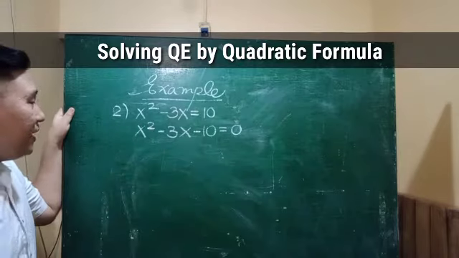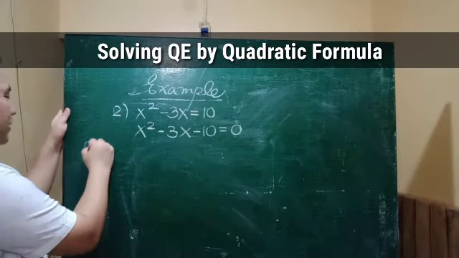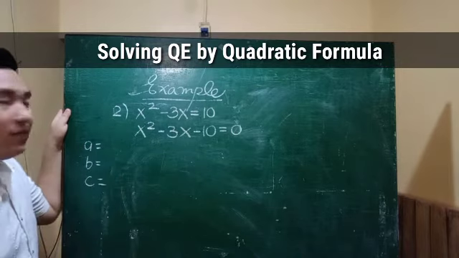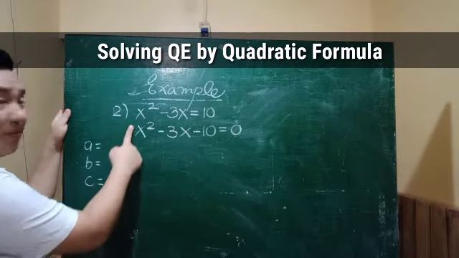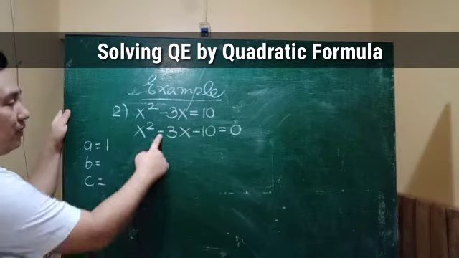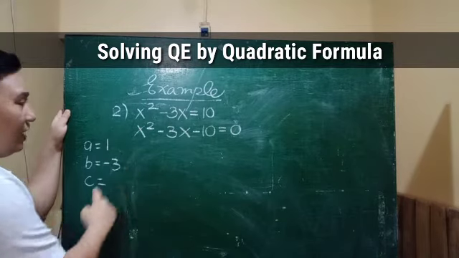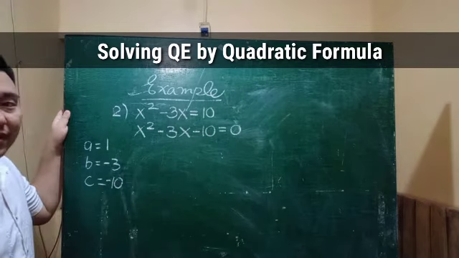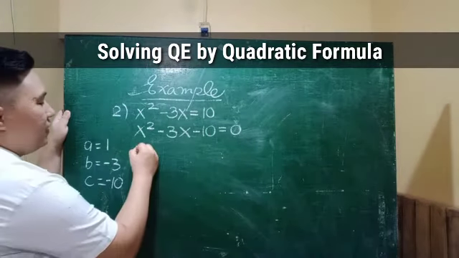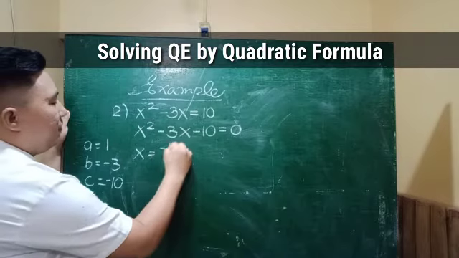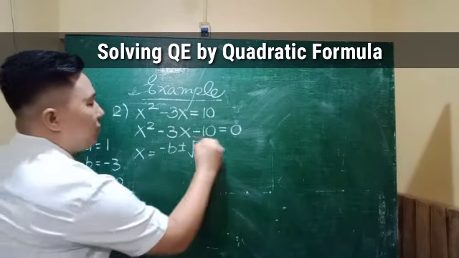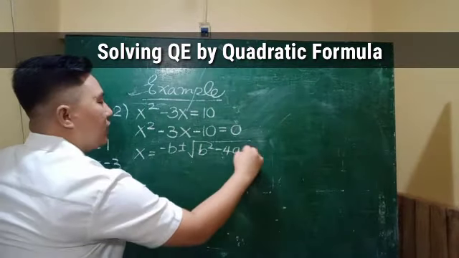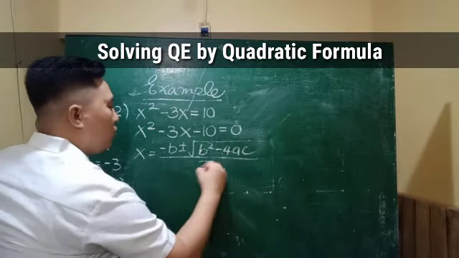Okay, next step. Identify the values of A, B, and C. So, our A is, pag walang number, 1. Our B is negative 3. And our C is negative 10. Okay, next, quadratic formula again. X equals negative B plus and minus square root of B squared minus 4AC all over 2A.